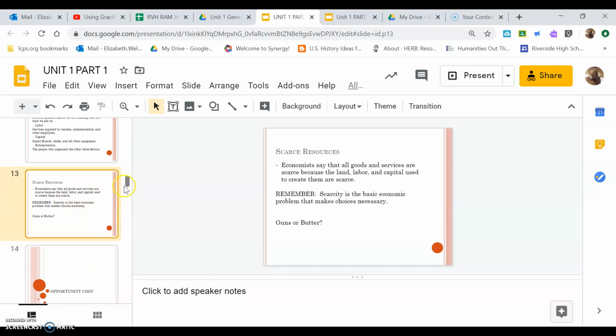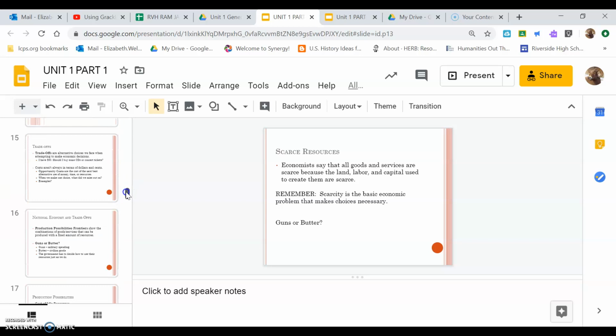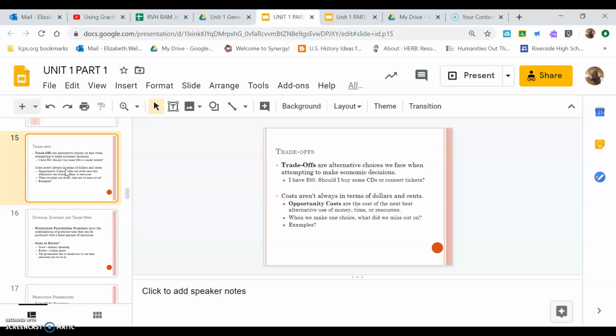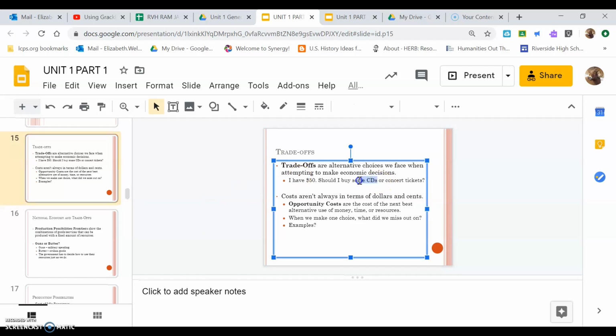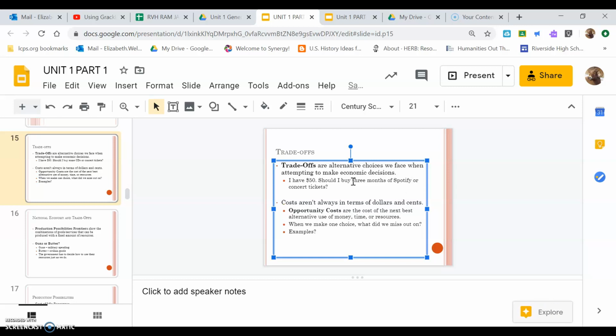We talked about scarcity. Trade-offs. Remember your alternative decisions, right? Should I buy... You know what? I'm going to change this in front of y'all so y'all can actually see it. 3 months of Spotify. Okay. So those are your alternative choices. Should I go out today and risk coronavirus, or should I stay indoors? You should stay indoors. Even if you guys don't get sick, you can carry it.